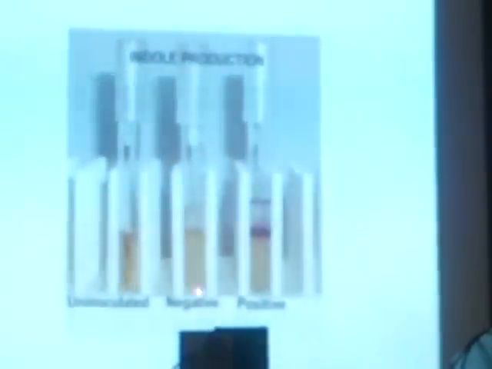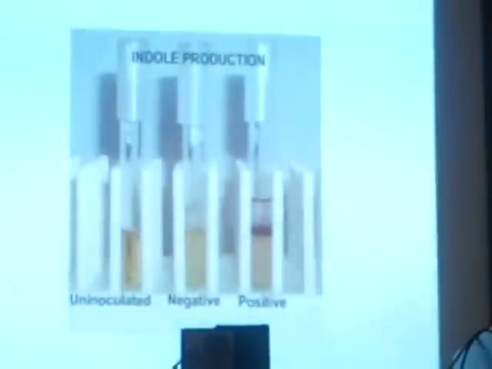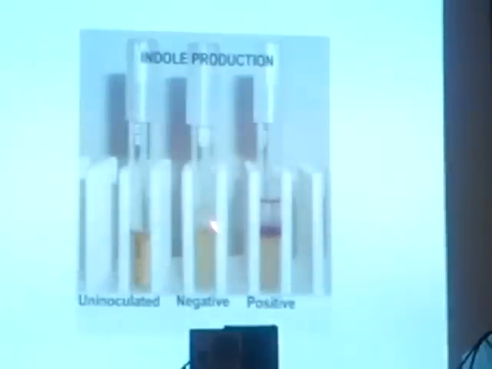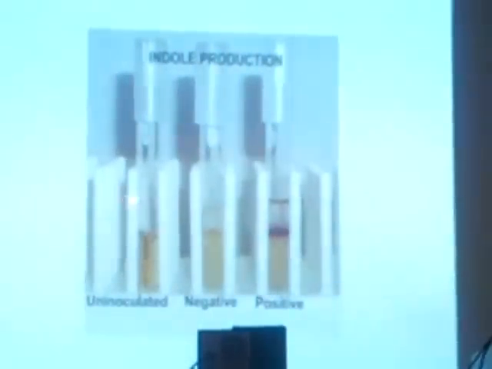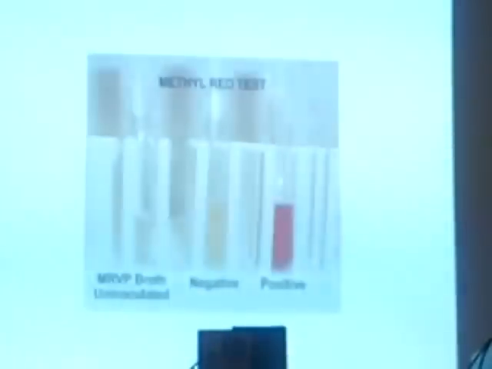Indole production. This is an uninoculated tube. If it is unable to break down tryptophan, then it will remain colorless on the surface. But if it produces tryptophanase, then it will give us this deep red layer on the surface of the medium.